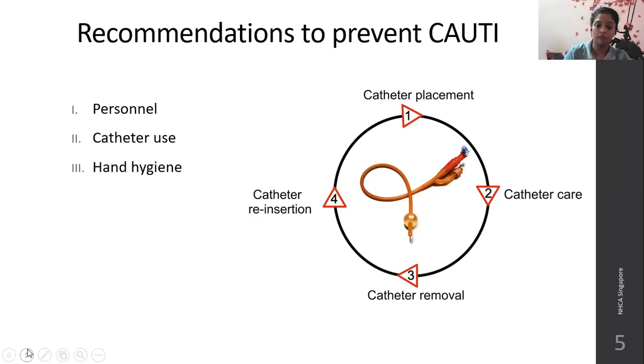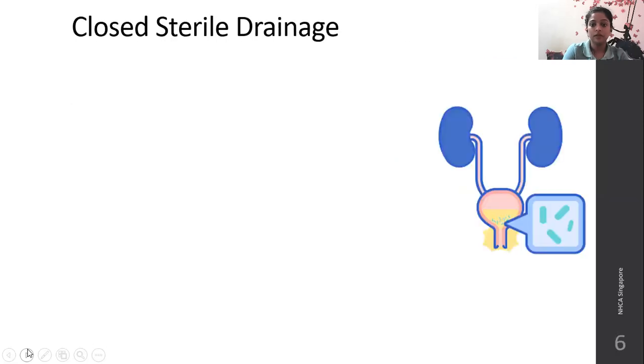Hand hygiene should be followed before and after the procedure. During catheter insertion, it should be inserted using the aseptic technique, with sterile equipment, gloves, drapes, sponges, and appropriate aseptic solution for periurethral cleaning of the genital area, etc. This should be done before catheter insertion. And after catheter insertion also, proper catheter care should be given. So these are the recommendations to prevent CAUTI.